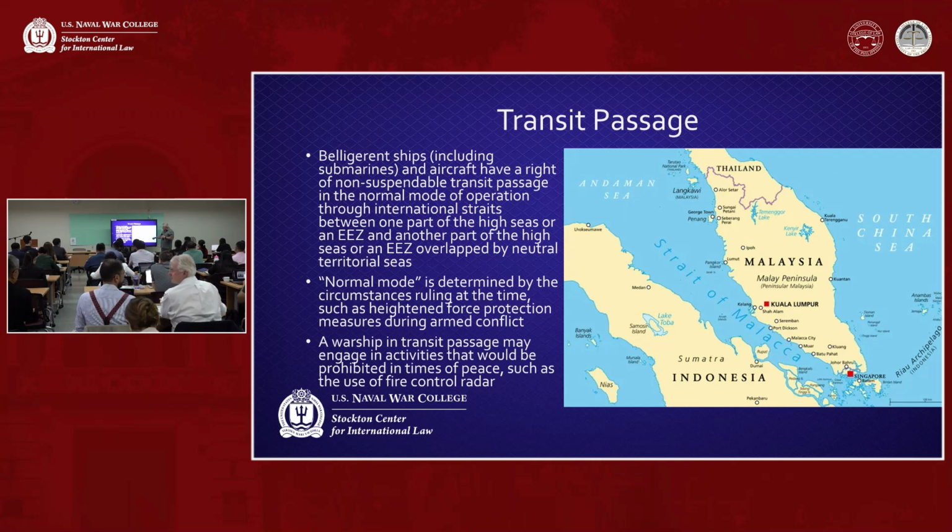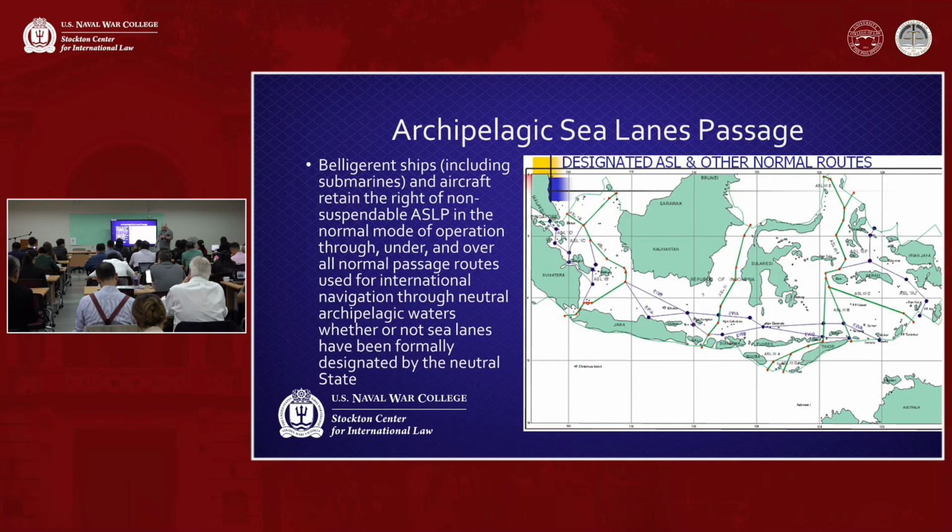I'm not going to go through this, but just remember, if these are neutral waters, then belligerent warships have a right of transit passage through straits used for international navigation that cannot be impeded by the neutral states. Same thing with regard to archipelagic sea lanes passage. The neutral archipelagic state cannot impede the use of archipelagic sea lanes for the purposes of archipelagic sea lanes passage by belligerent warships.